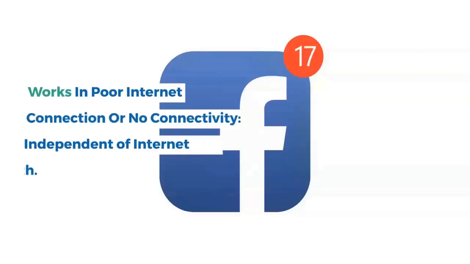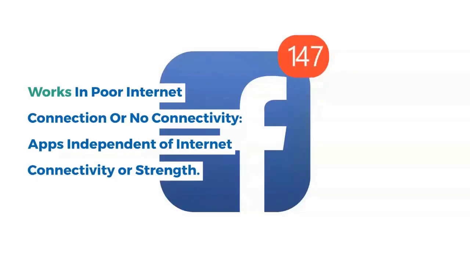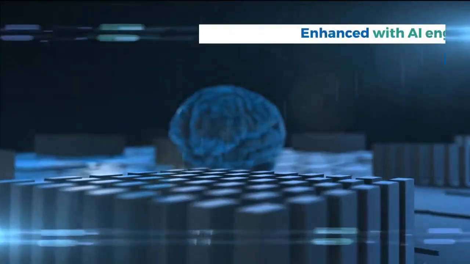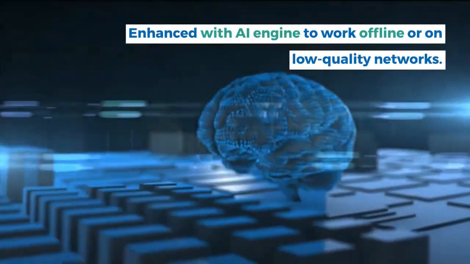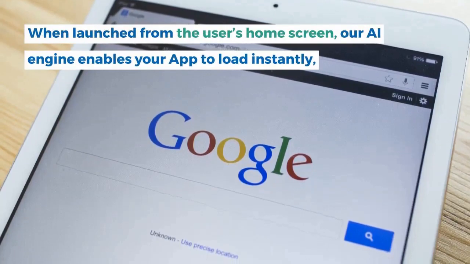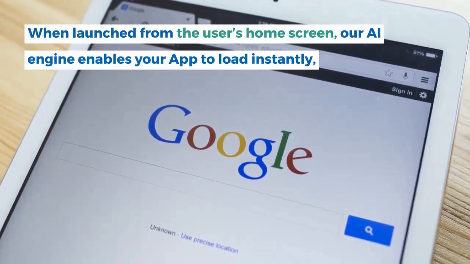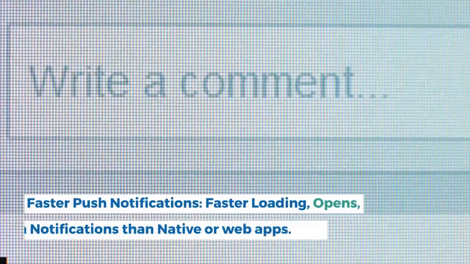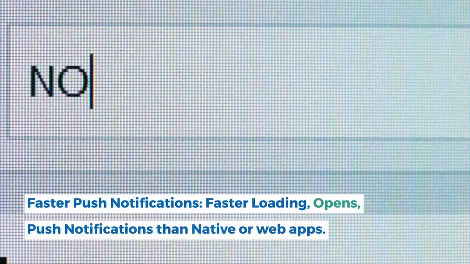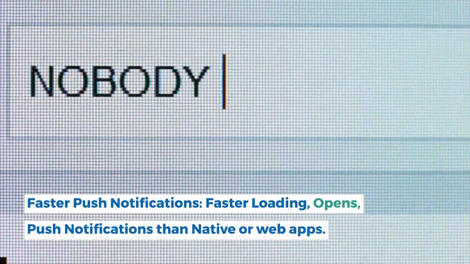Works in poor internet connection or no connectivity, apps independent of internet connectivity or strength. Enhanced with AI engine to work offline or on low-quality networks. When launched from the user's home screen, our AI engine enables your app to load instantly, regardless of the network state or speed. Faster loading, opens, and push notifications than native or web apps.